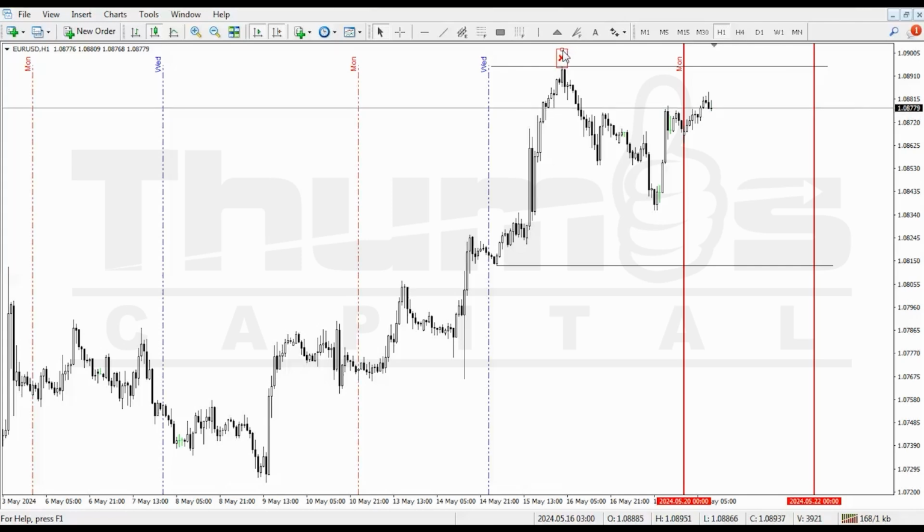Identifying retail liquidity levels is quite easy using fractals. I recently posted a video on that. If you haven't watched that video, do that after this one.